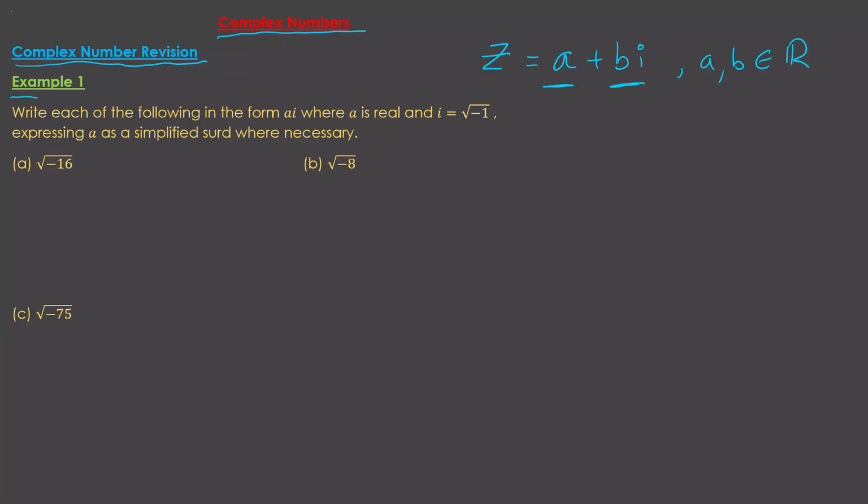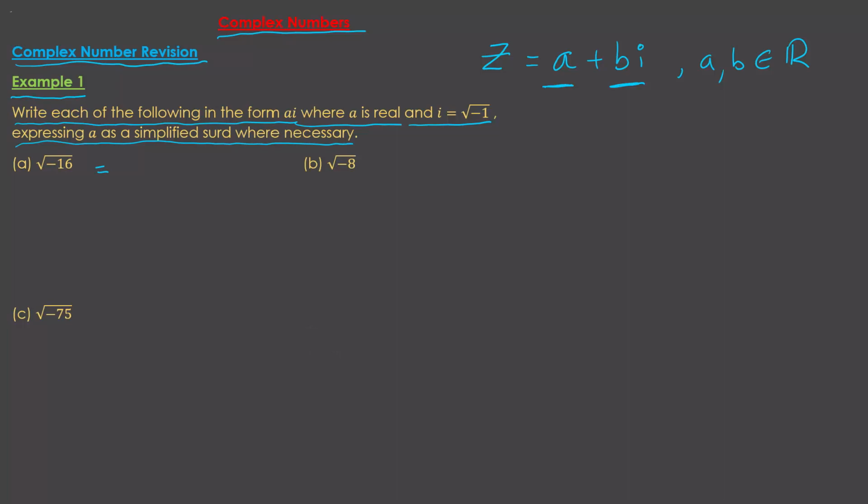Now in example 1, we're dealing just with imaginary numbers. We're asked to write each of the following in the form ai, where a is real and i is the square root of -1, which is of course the definition of i, expressing a as a simplified surd where necessary.